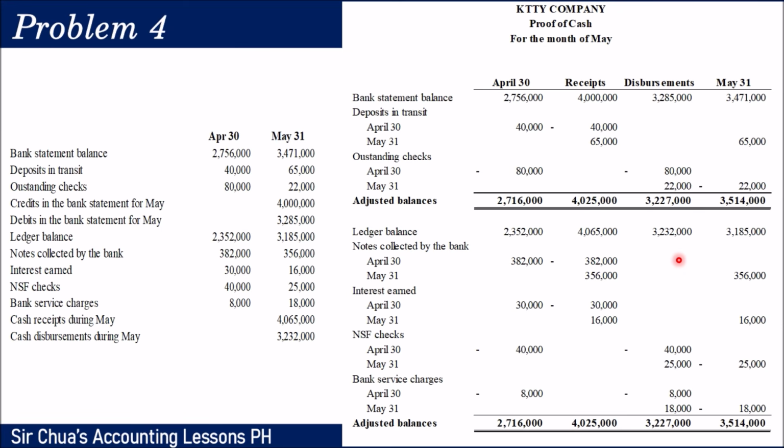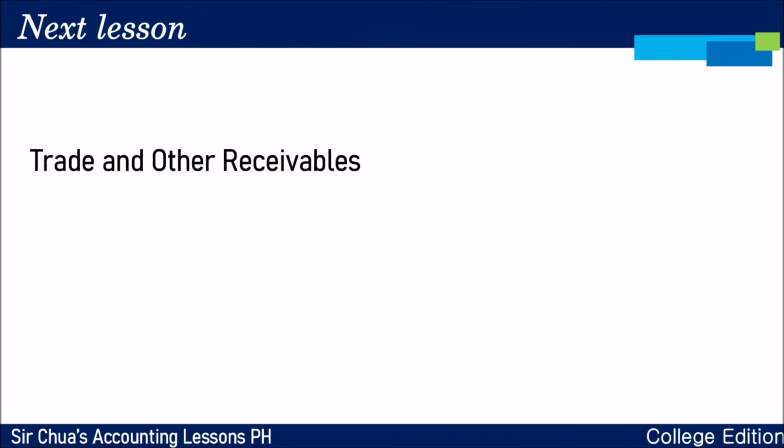The proper analysis is how I told you kanina. If it's not related to receipts or disbursement for that month, you do the opposite, okay? But if it is indeed a receipt or disbursement for that month, that's how you will properly include it in that column. Okay? So, that's how you prepare a proof of cash. Remember, if it is related to that month, include it in that month. If it's not properly related to that month, ibig sabihin, that's related to a previous month and it's not indeed a receipt or disbursement for that month. Okay? That's how you prepare your proof of cash. Our next lesson will be about trade and other receivables.